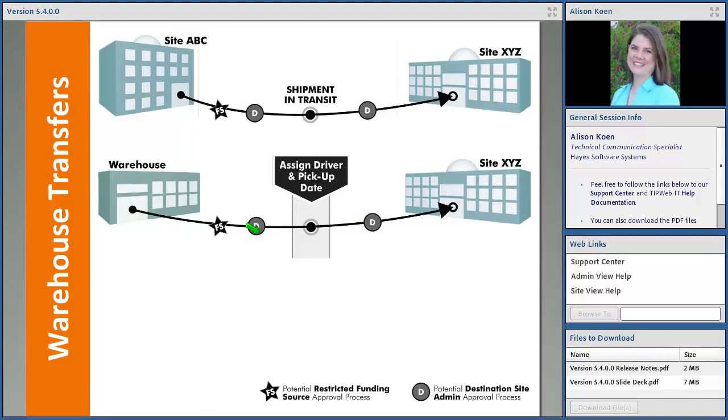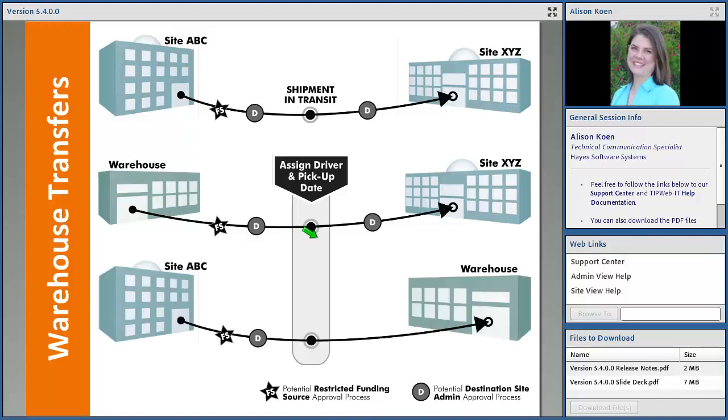We still see the two possible approval processes, destination site admin approval, to say, well, does site XYZ really want this stuff? But the new part is because it's coming from a warehouse, a driver and a pickup date have to be assigned. When they are assigned, then they can be put in transit, and then it can go to the other processes that we're used to dealing with.